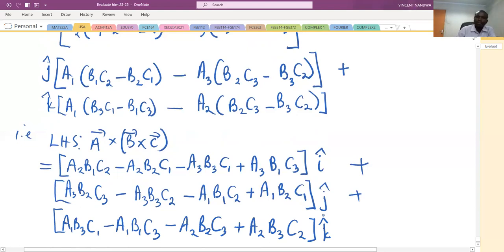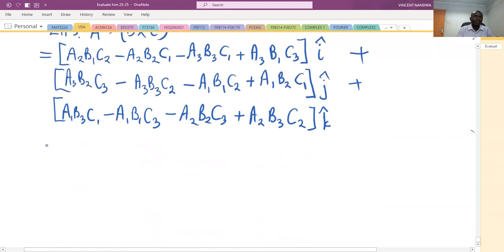So that's what you have. And then, on the left and right hand side, we'll have B multiplied by A dot C, and then minus C multiplied by A dot B.